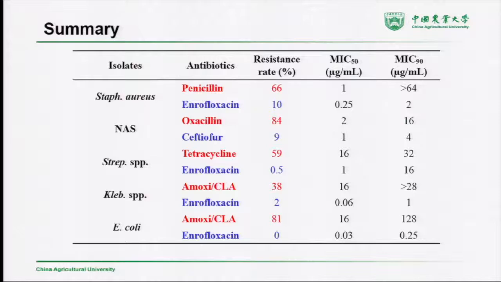The red one shows the high resistance rate, while the blue one shows the lowest resistance rate. For Staphylococcus aureus, the highest is penicillin and the lowest is enrofloxacin. And for NAS, the highest is oxacillin, while the lowest is ceftiofur. And for the Streptococcus species, the highest is tetracycline, while the lowest is enrofloxacin. And for Klebsiella species and E. coli, the highest is amoxicillin, and the lowest is enrofloxacin.